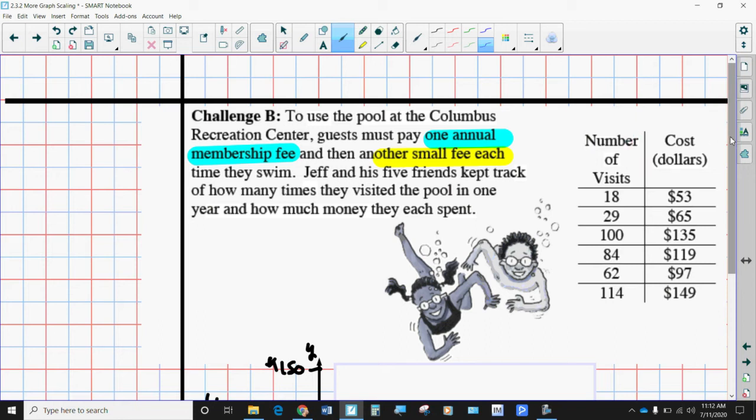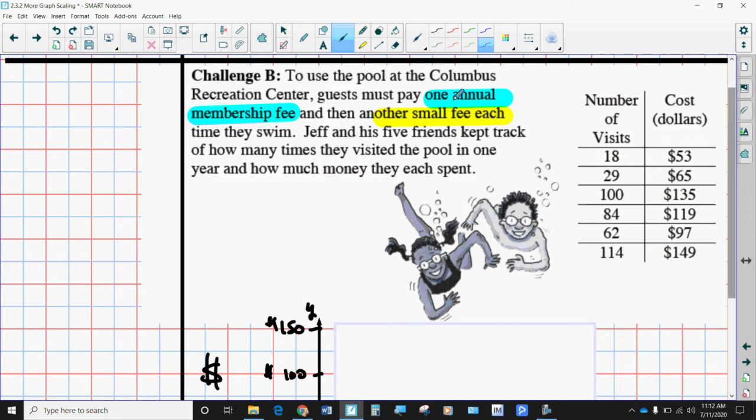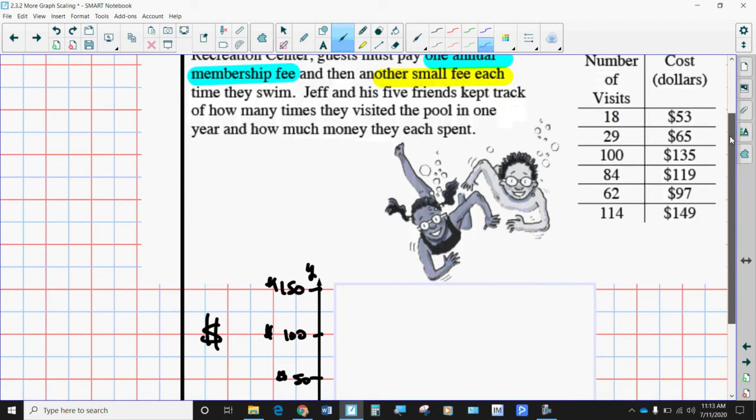This is a situation where it seems like everyone's paying the same annual fee, correct? And you would think everyone would have to pay the same small fee to get in. Now, what is that small fee? I don't know. When we get into higher levels of math, like 8th grade, we could use this data to figure out what the cost is for the annual membership fee and how much they charge per visit. We could do that. But that's not really the goal of today's lesson, so we're not going to do it here today.